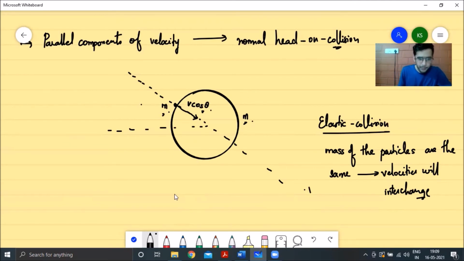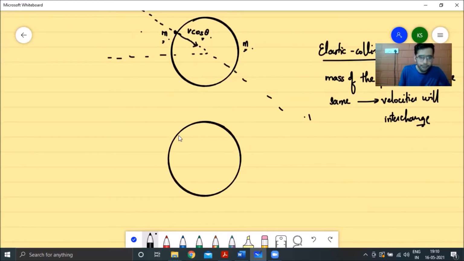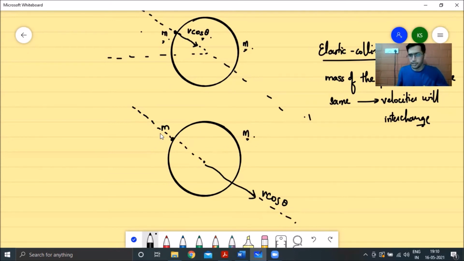So what will the velocities of the particle and the sphere be after collision? Again drawing the diagram, the particle will now have 0 velocity, because the velocity of the sphere was 0 along this direction, whereas the sphere will gain a velocity of v cos theta parallel to the line of action of force. That is what we mean by the velocities interchange, right? The particle will take up the velocity of the sphere.